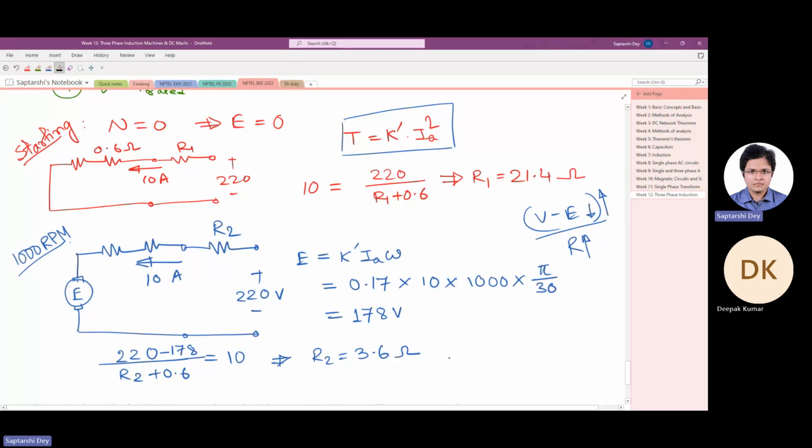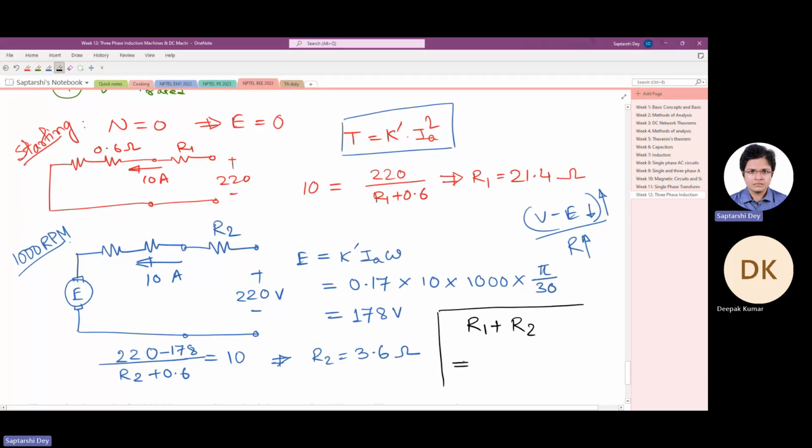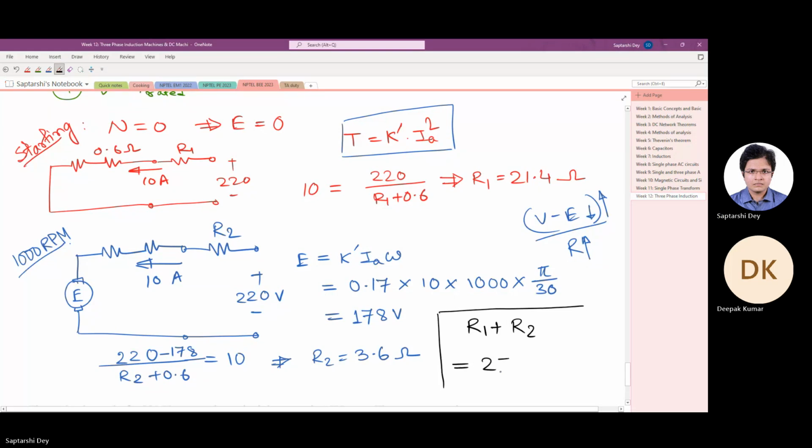Oh. So the problem is done. The question has asked you to find out, because it is an MCQ maybe, what is the value of R1 plus R2. This carries no significance though, this value of R1 plus R2. This is 24, 25.